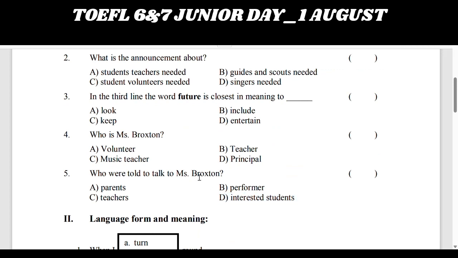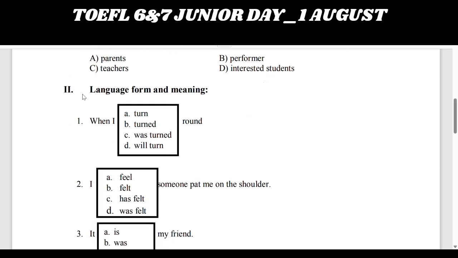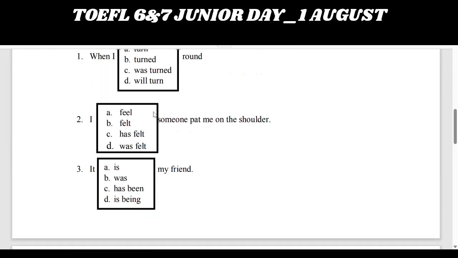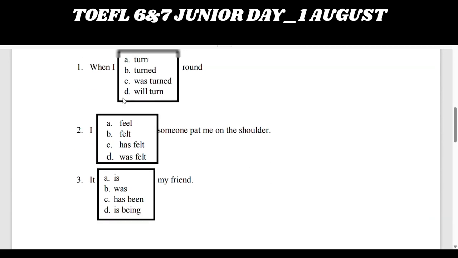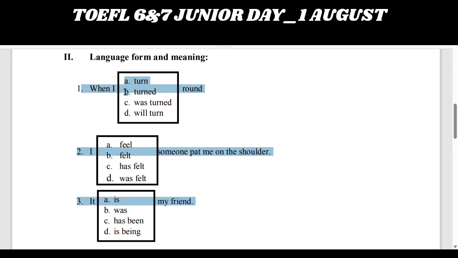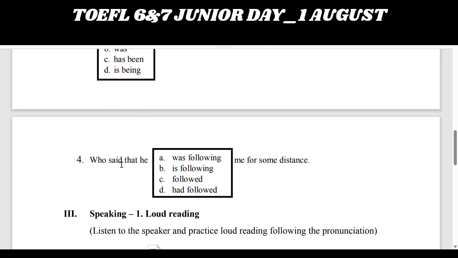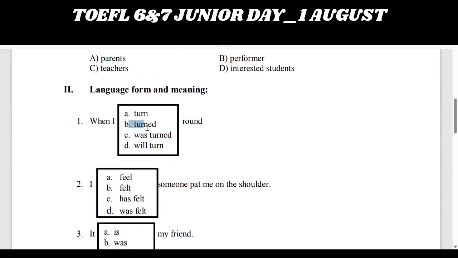So now that you have come to know all these answers, we move on to the second component, language, form and meaning. This is a small piece of passage which is given with numbers, and we have to understand the concept. So when I dash round, here turn, was turned, will turn. The entire passage is in past tense. How do we know that? Here see, who said. The word said is here. So it's in past tense. So here the past tense verb, when I turned round, is the right answer.